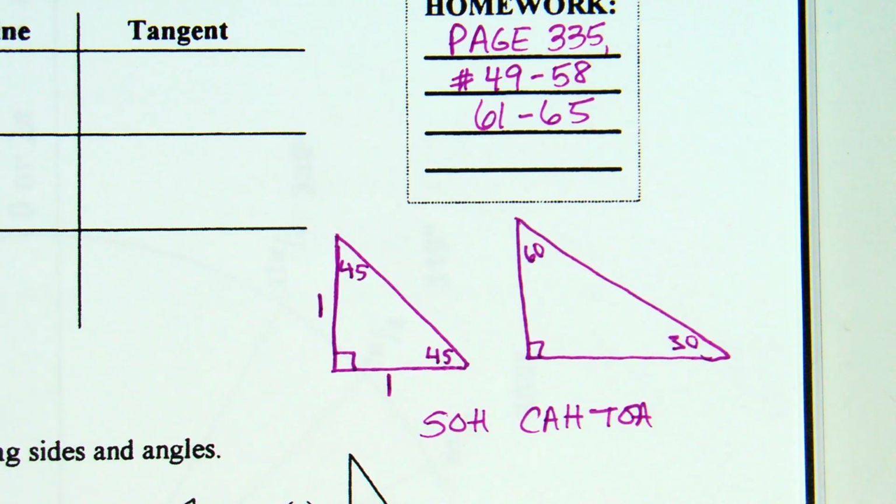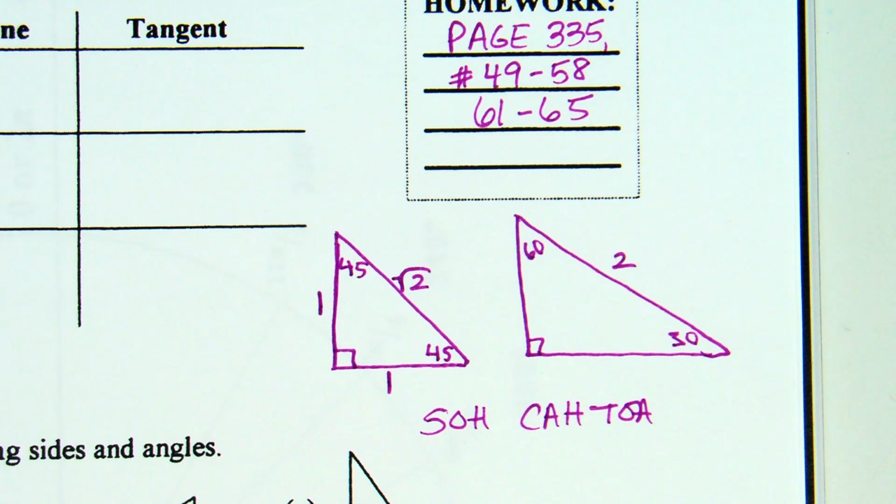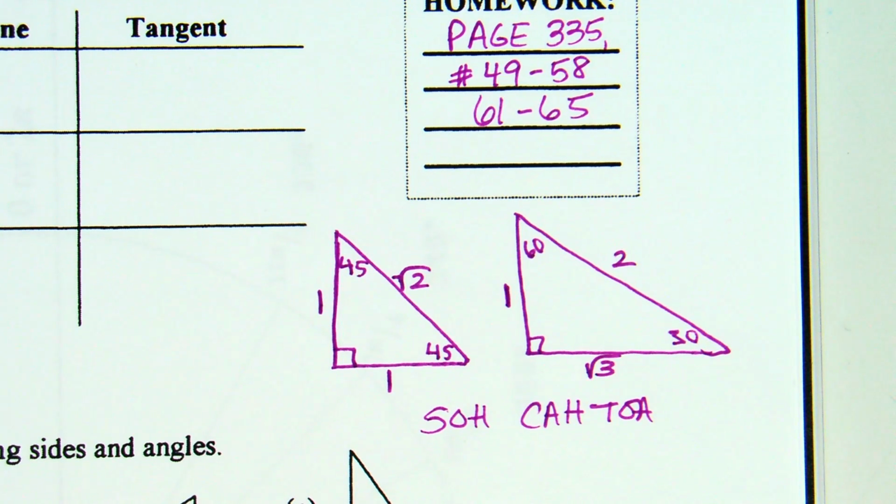30, 60, 90. What do you remember about a 30, 60, 90? Hypotenuse is 2 because it is 2 times the short leg. So the short leg we use as 1. And the long leg is square root of 3 times the short leg. So square root of 3. So if you don't have the chart memorized yet, draw your triangles, fill in the triangles, and then use that.